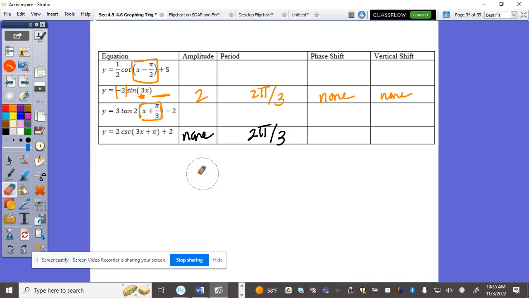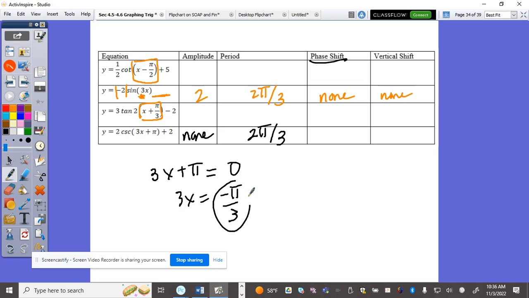Now, for the phase shift, there are two ways here. One way is to set the cosecant, which is the reciprocal of sine, to start at 0. That's where it starts. 3x plus pi starts at 0 because cosecant is tied to sine. So 3x equals negative pi, divided by 3. So it starts at negative pi over 3. That's your starting point. That means you're going to shift to the left by pi over 3.